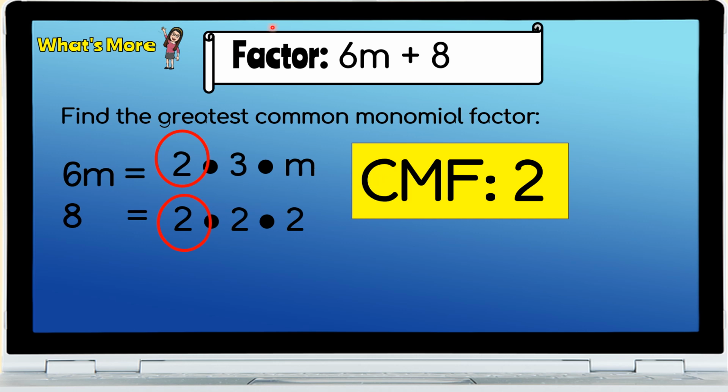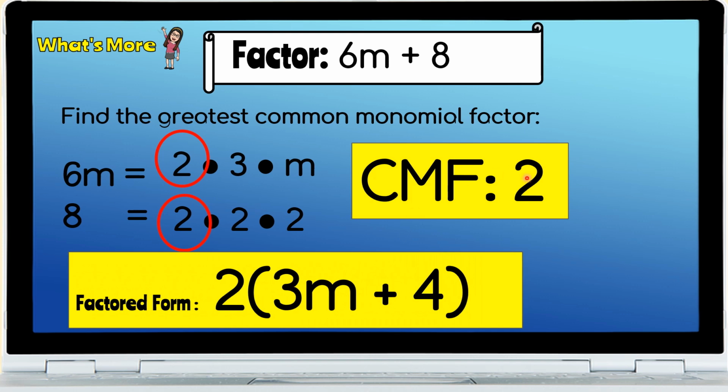And after that, you need to find the factored form of this 6m plus 8. Therefore, you just put the CMF outside the parentheses. And then, the terms inside the parentheses are the remaining factors for each term. So, as you can see, sa first term natin, 3 and m. So, therefore, 3m siya. 3 times m will give you 3m. For the second term, we have 2 times 2, that is 4. That will be the factored form of 6m plus 8, and that is 2 times 3m plus 4. Gets? Okay, let's proceed.